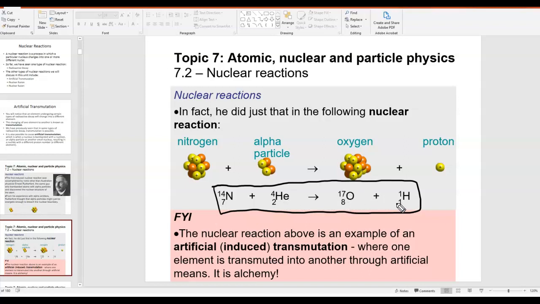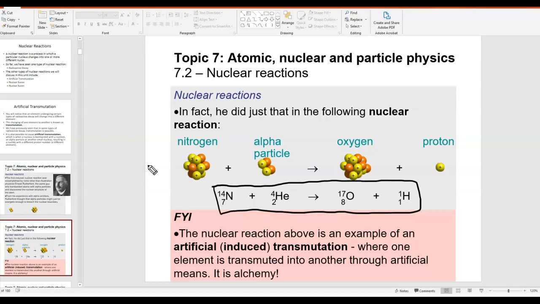plus 1 proton. Now you might ask, how do we shoot alpha particles at nitrogen? Do we have like an alpha particle gun or something like that? Well, basically, we can just take a sample of something radioactive that's emitting alpha particles, and if we put it close enough to the nitrogen atoms, then it acts as a source of alpha particles to cause this artificial transmutation. Again, this is artificial transmutation in the sense that we are artificially causing this to happen by getting a sample of nitrogen and bombarding it with alpha particles.